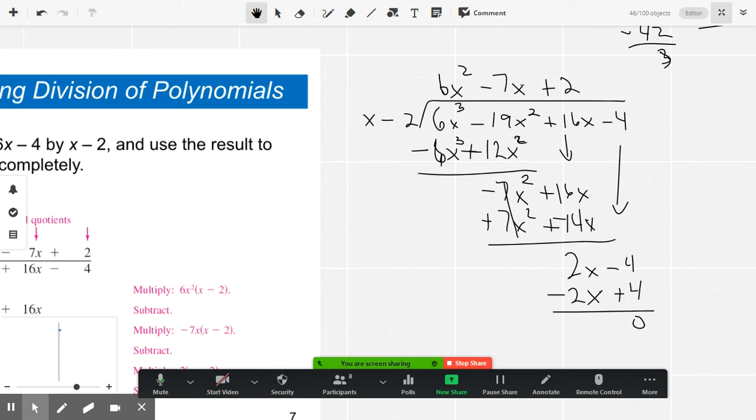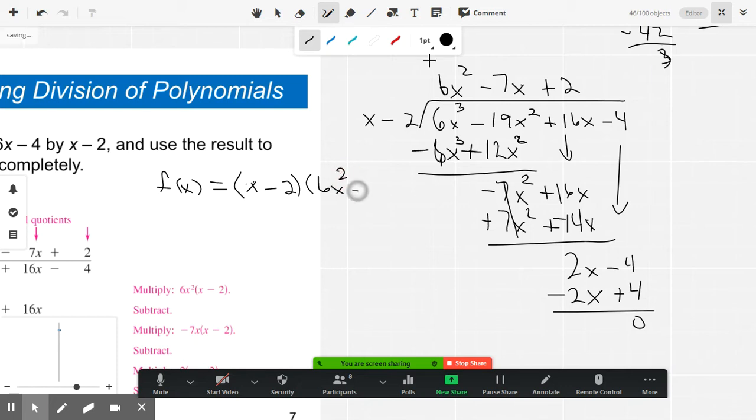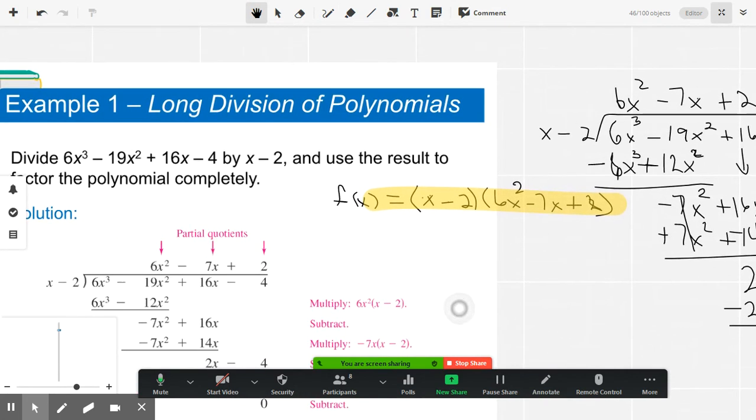Okay, so if you'll notice what I have there now is, what is this factor now? f of x. We use the graph to get the factor of x minus 2. And then what's left when I factor out x minus 2 from the original polynomial is 6x squared minus 7x plus 2. So this is what I get when I factor out x minus 2 of this original polynomial. You notice they got the same thing, 6x squared minus 7x plus 2.